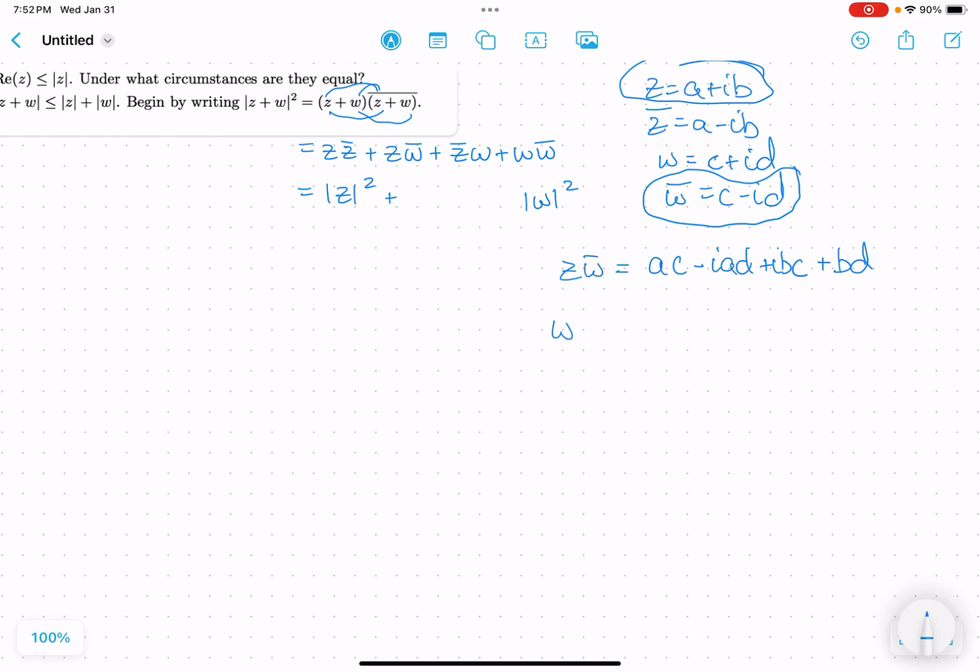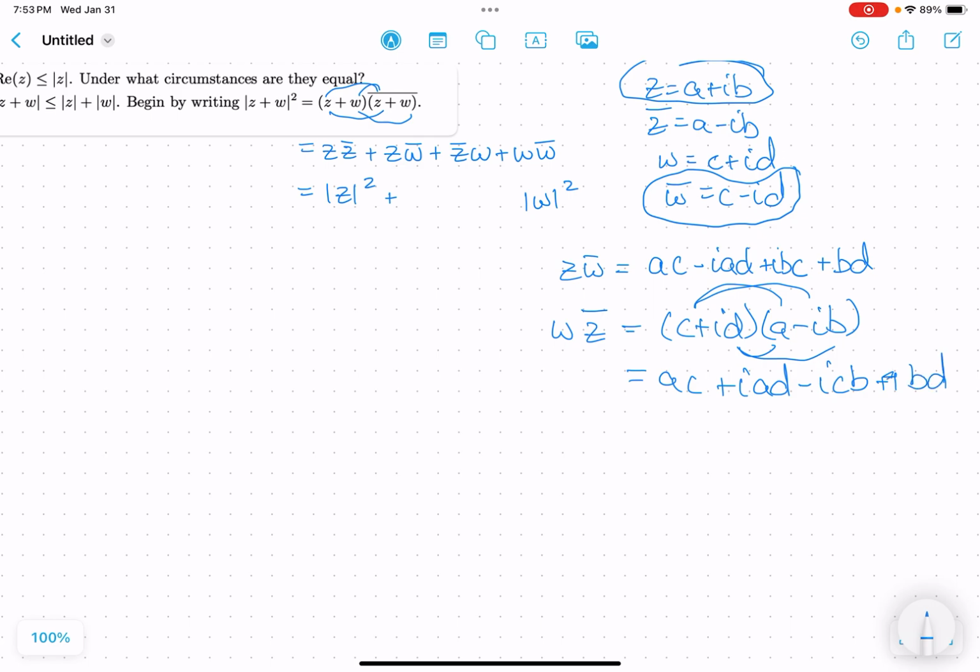If I multiply w z bar, I'll do it so I can see it a bit more easily. z bar is a minus ib. All right, so I'm going to get ac. I'm going to get ad with the i. I'm going to get minus cb with the i. And I'm also going to get minus i squared, which is positive, and bd.